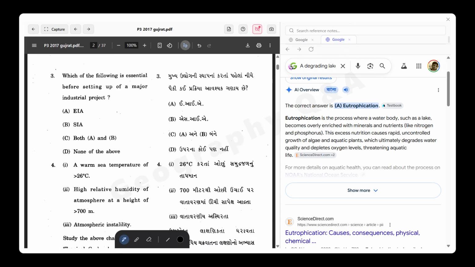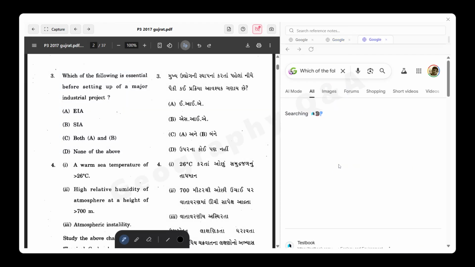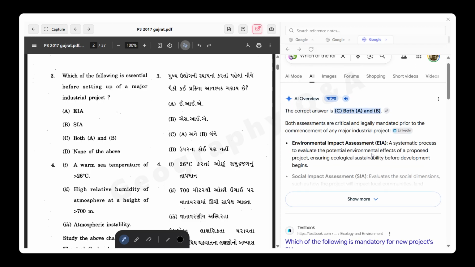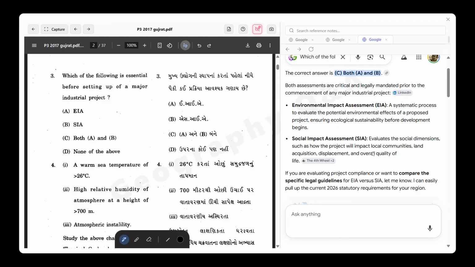Which of the following is essential before setting up major industrial projects? Environmental impact assessment, SIA, both or none of them? So environmental impact assessment should be the correct answer. Let's check it with the information available online. It says both social impact assessment and environmental impact assessment are required for setting up industry.